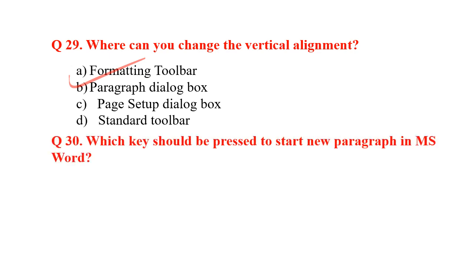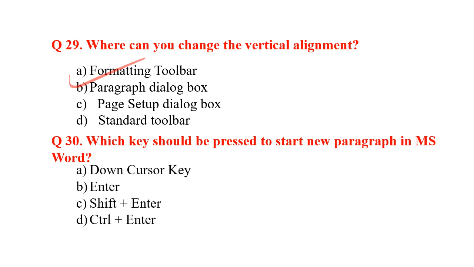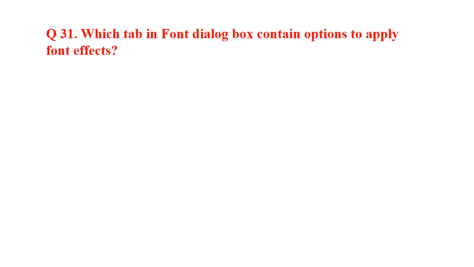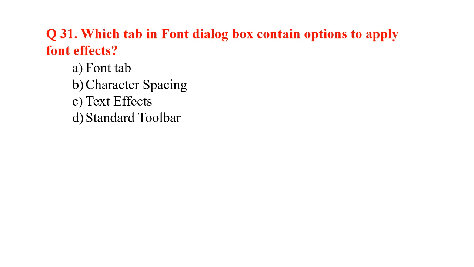Next question. Question number 30. Which key should be pressed to start a new paragraph in MS Word? The right answer is option B, enter. After pressing enter, a new paragraph will be started. Question number 31. Which tab in the font dialog box contains options to apply font effects? Font tab. The right answer is font tab.